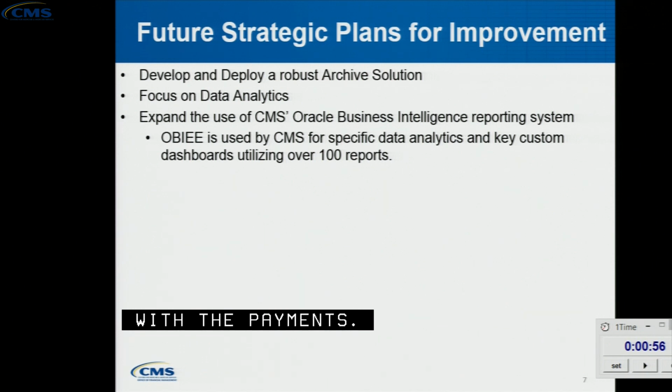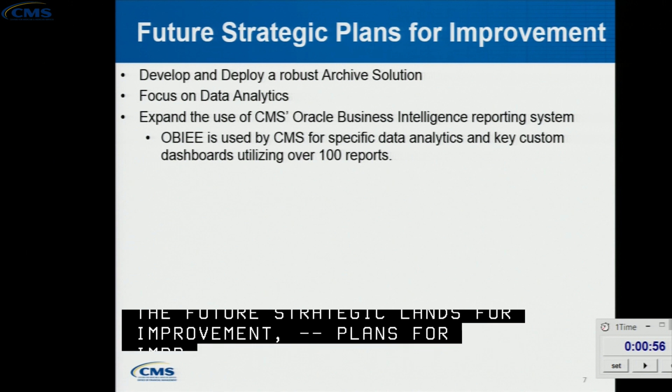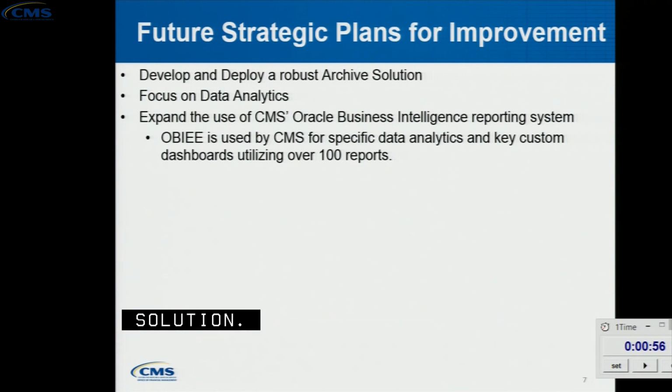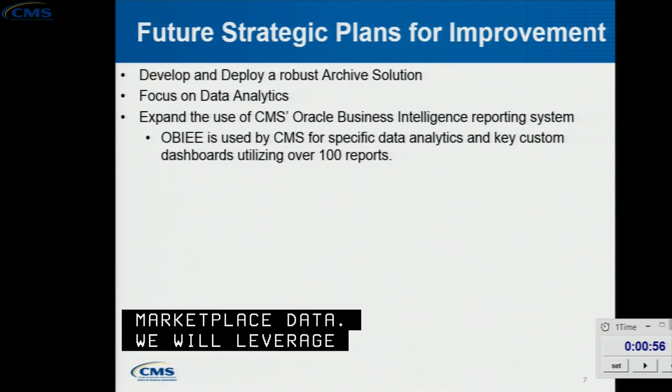Our future strategic plans for improvement, even though this list is not exhaustive, will require a lot of analysis. We currently have an HP archive solution in R11. In R12 that HP archive solution will not work, so we're going to have to look at it. Our current archive solution in R11 is only for the accounts payable table for the benefits data for Medicare transactions, not for the administrative program accounting data nor the marketplace data. We will also be looking to expand our business analytics. OBIE is our reporting tool. Those are some of the key initiatives we're looking to expand on next year.